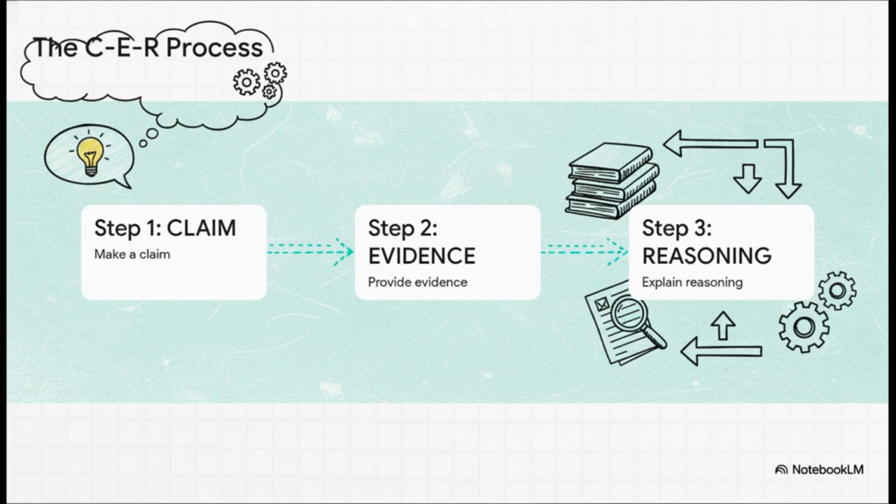So you put it all together, and what do you get? A simple, repeatable process. A student makes a claim, they back it up with solid evidence, and then they explain their reasoning. Claim, evidence, reasoning. This 3-step flow gives them a clear path to a powerful argument every single time.